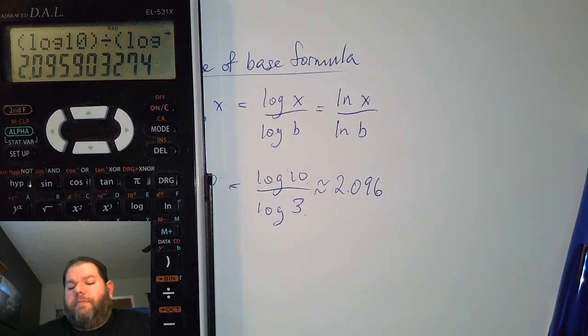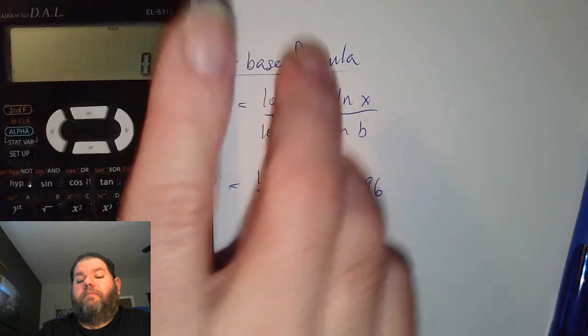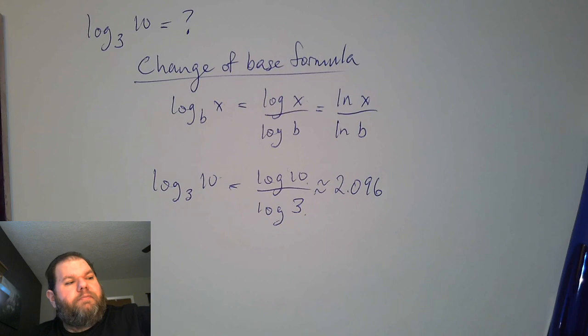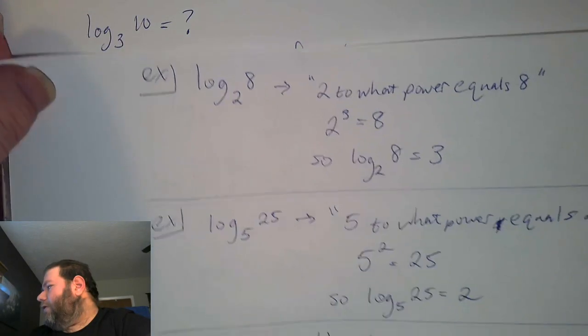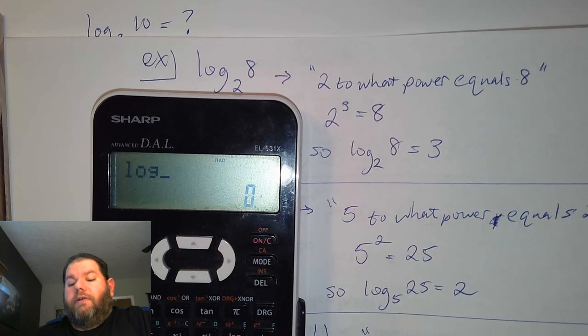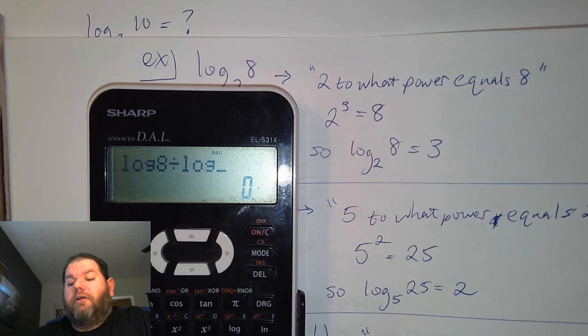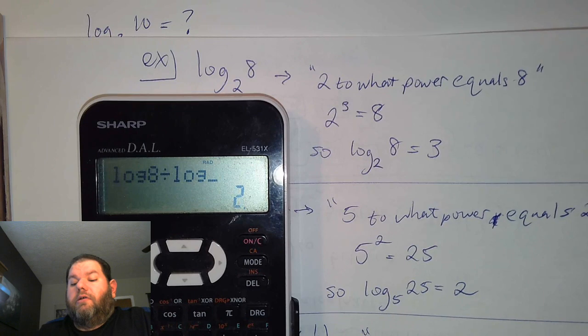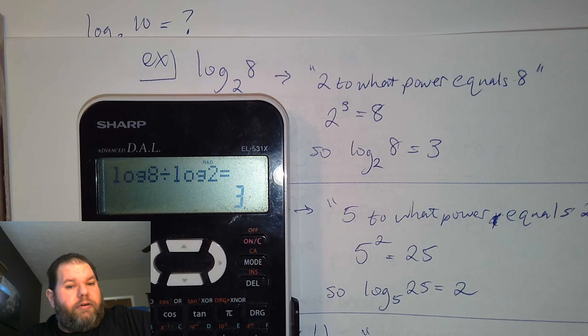Okay, but that's how we can apply the change of base formula to help us approximate these values. Even if we go back to all these other problems I gave you, like log base 2 of 8 was equal to 3, we could still do that. Log of 8 divided by log of 2, and it does give us 3 there. So we don't technically have to do that by hand if we can use the calculator to do that for us.